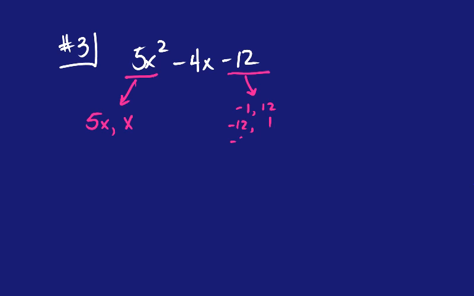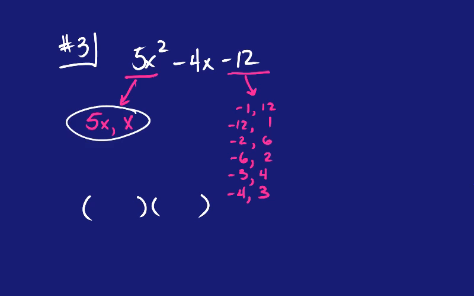You could have negative 2 and 6. You could have negative 6 and 2. You could have negative 3 and 4. You could have negative 4 and 3. And I know what you're thinking now that you're watching me write all that down. You're saying, so I need to check all these combinations? Well, yes and no. You know that your only situation is 5x and x. So if I put those in, I know it has to be 5x and x.